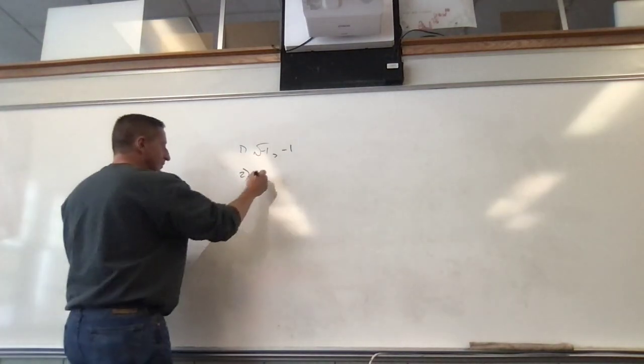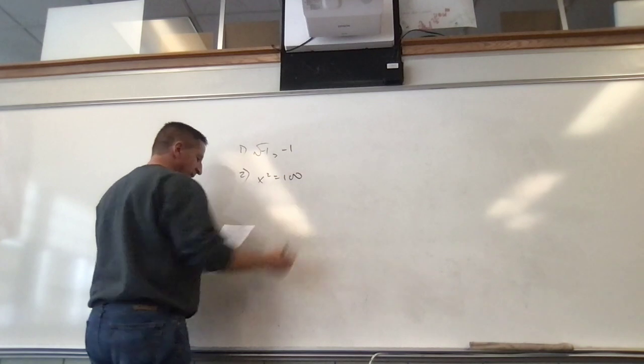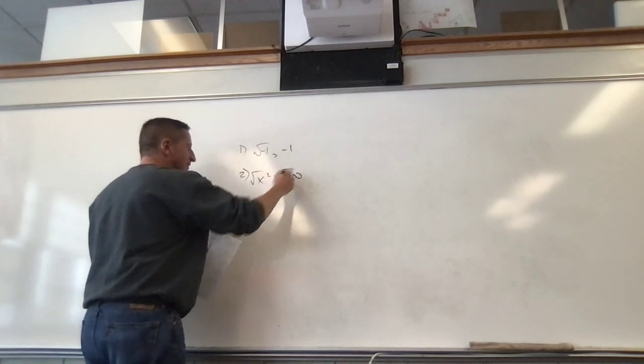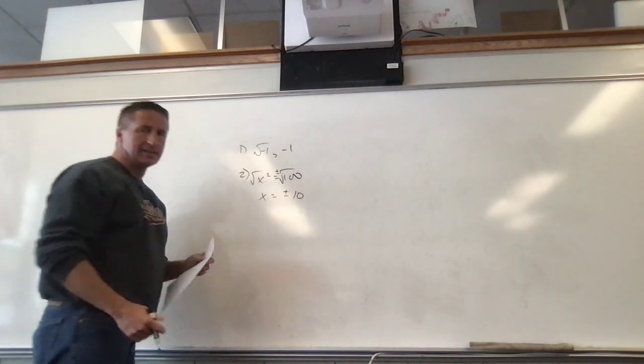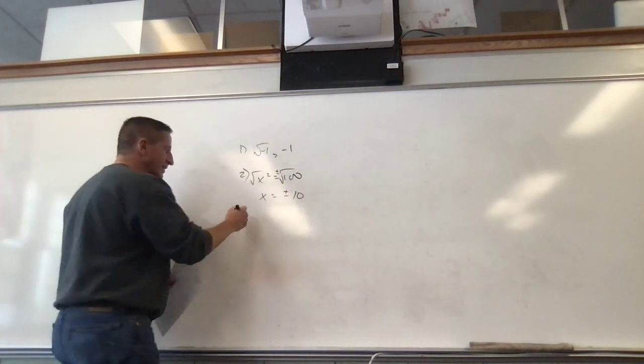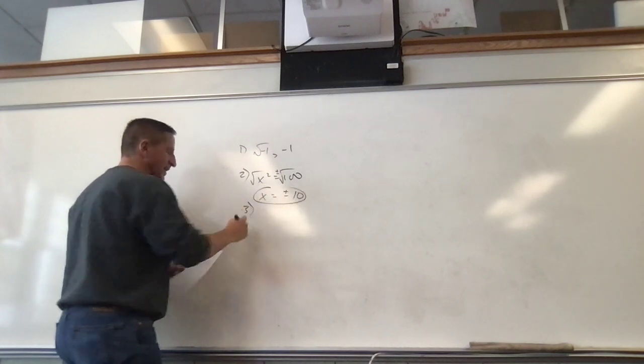Number 2, solve the square roots. x squared equals 100. Square root each side, like it says, these cancel. Make sure when you put a square root, you put a plus or minus symbol. So plus or minus the square root of 100, which is 10, because 10 times 10 is 100, and -10 times -10 is 100. So plus or minus 10.